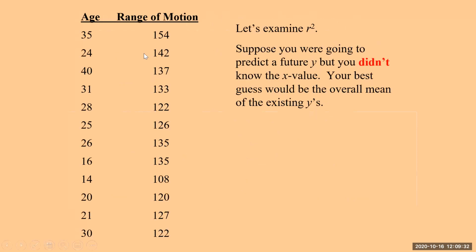So here we go back to our knee surgery data, and let's examine r squared. Suppose you're going to predict a future y, but you didn't know the x value. Your best guess would be the overall mean of the existing y's. Here we have a scatter plot of the data, and if we take the average of only the y values, we get 130.083.